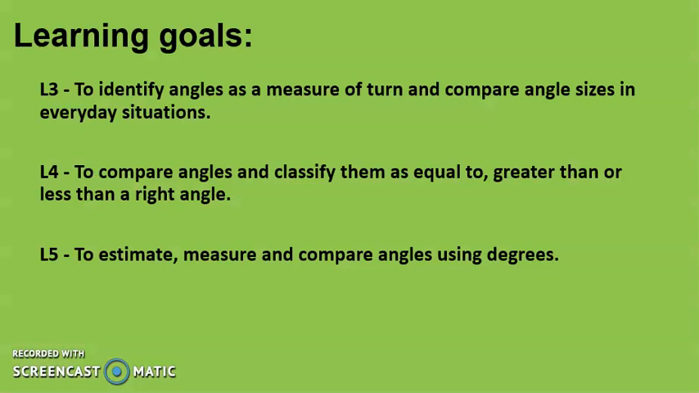Let's have a look at the learning goals. For level 3, the learning goal is to identify angles as a measure of turn and compare angle sizes in everyday situations. The learning goal for level 4 is to compare angles and classify them as equal to, greater than, or less than a right angle. And the learning goal for level 5 is to estimate, measure, and compare angles using degrees.